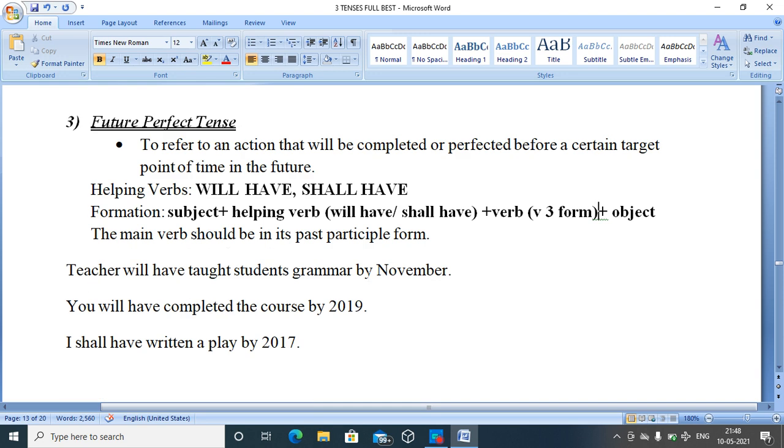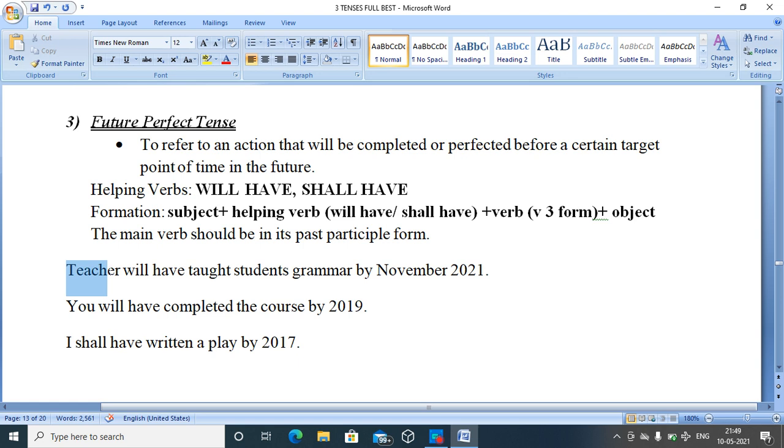Teacher will have taught students grammar by November. If there is an academic year, then you can add that year also, and it will be made very clear. This example is more than enough. Teacher will have taught students grammar by November 2021. Now we have to talk about some future time period. Now it's going on; when I record this, it's May 2021. So November 2021 can be a future definite point, a certain target point. Now this works out. November 2021 functions there as a target point.